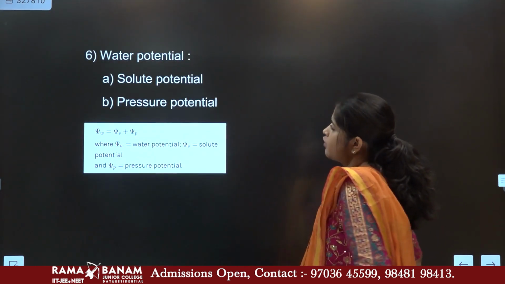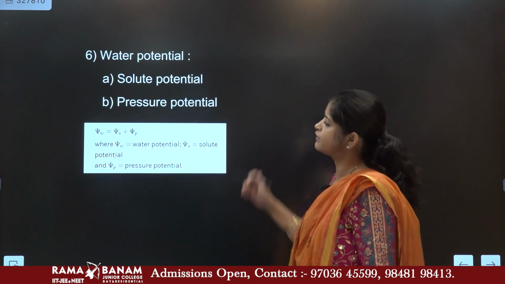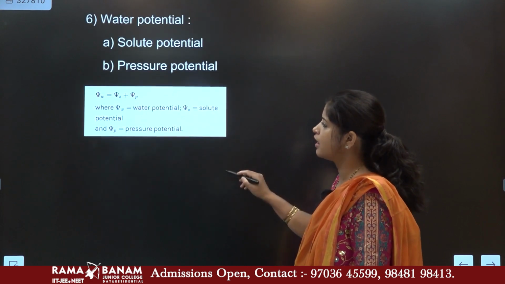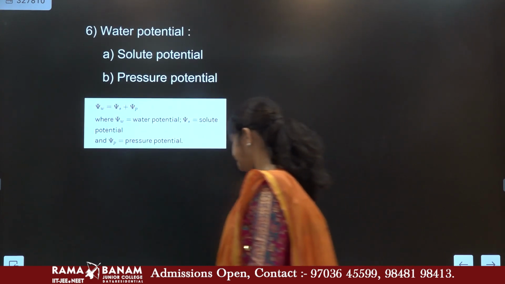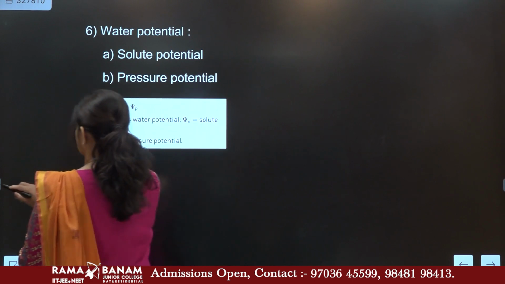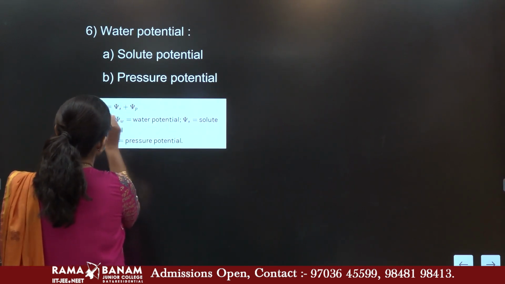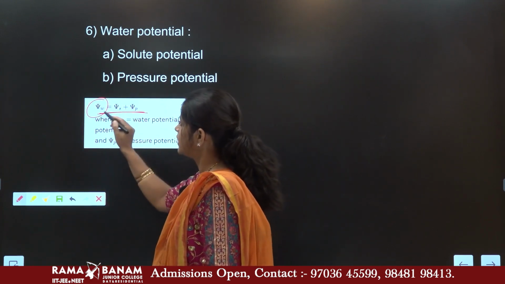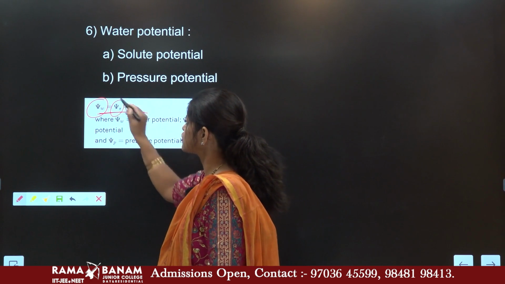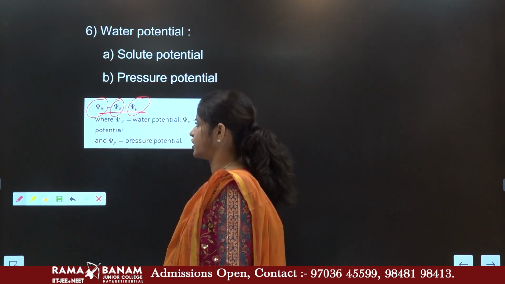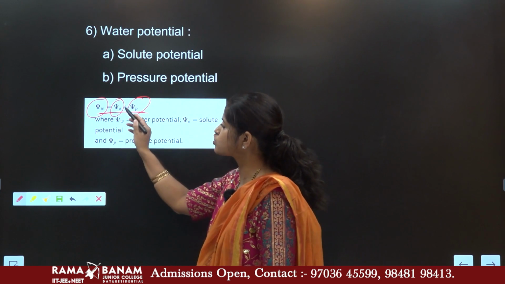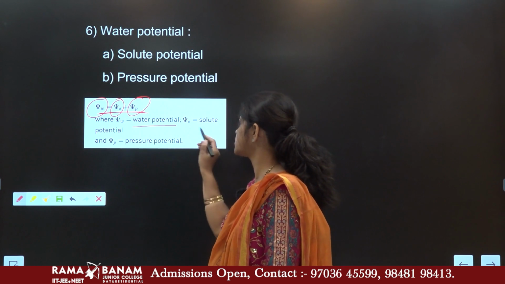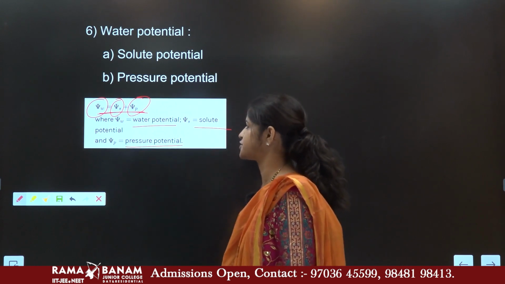Here, when you are clear with the transport of molecules, we need to understand about the water potential. So, student, this is the formula for the water potential. This symbol psi w is the water potential, this is the solute potential and this is the pressure potential. Water potential is equal to solute potential plus pressure potential.